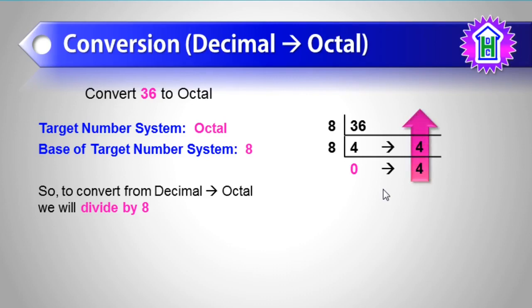Now again, if we write this from bottom to top, we'll get the octal number. Now the octal number will be 4 and 4, which is 44. And the base of the octal system is 8. So 36 in decimal will be 44 in octal.